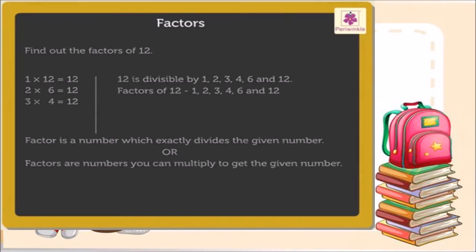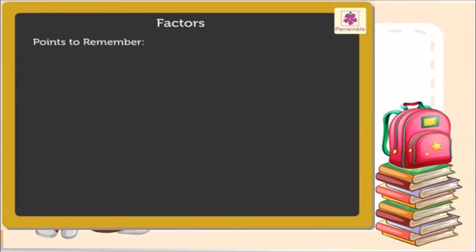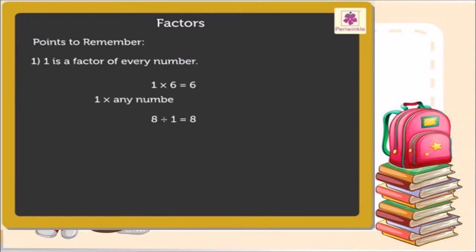Now, let us look at certain points which we need to understand related to a factor with the help of some examples. Point 1. 1 is a factor of every number. Look at the examples. 1 into 6 is equal to 6. 8 divided by 1 is equal to 8. Thus, 1 multiplied by any number gives the number itself as the product. And any number divided by 1 also gives the number itself as the quotient. Hence, we conclude that 1 is a factor of every number.